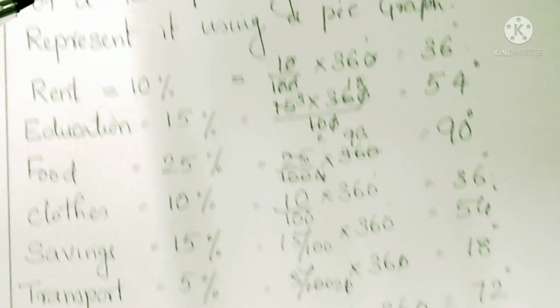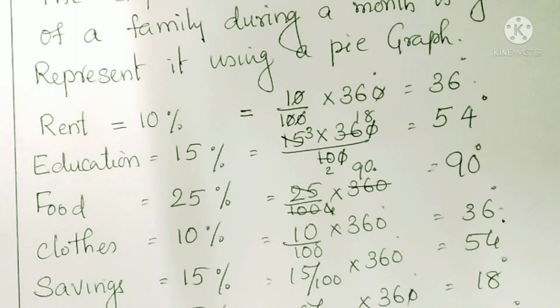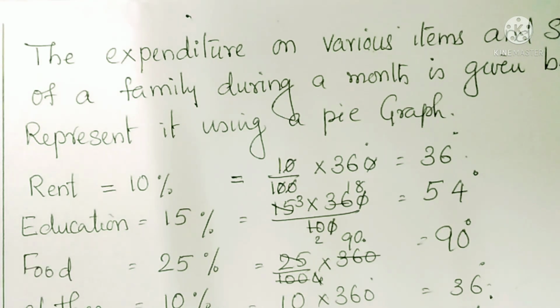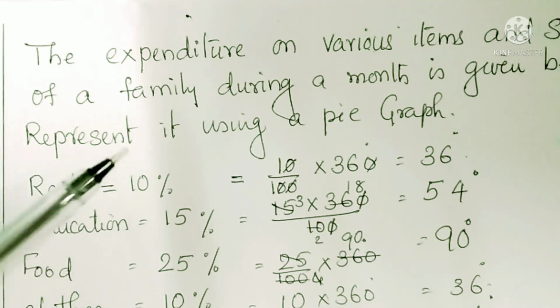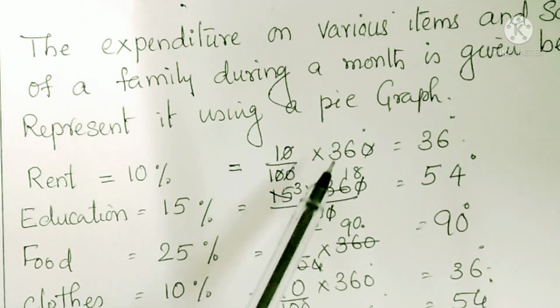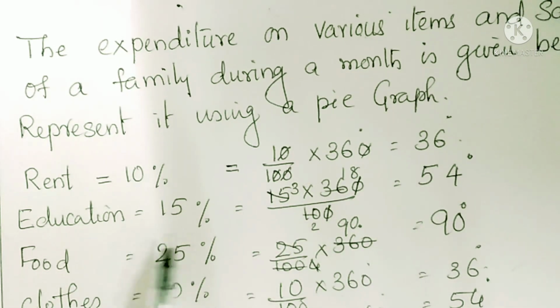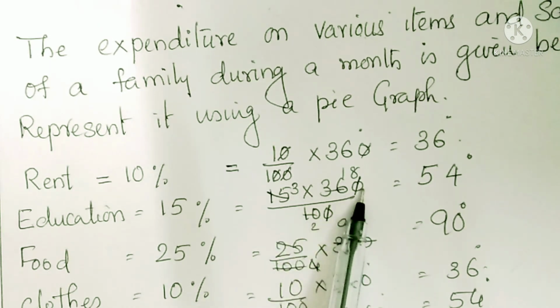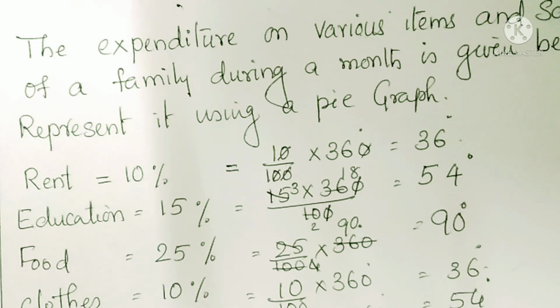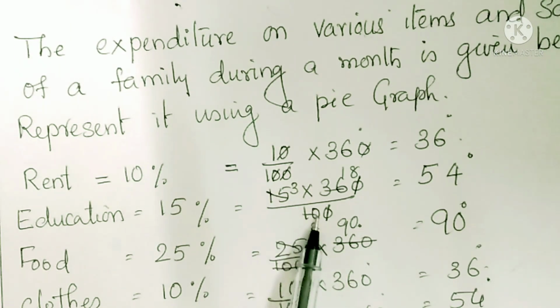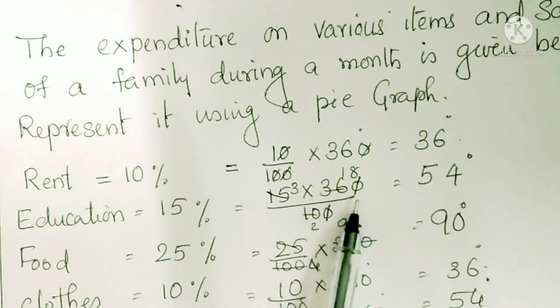So, we need to find out what should be the angle. We know that the total measure of angles of a circle is 360 degree. So, we will divide 360 degree in this ratio. 10% means 10 upon 100 of 360. When you do cancellation, we get 36. Here education, 15 upon 100 into 360. Whatever be the percent, we have to find that particular percent of 360 degree. Percent of means percent into. So, 15% means 15 upon 100, of means multiply, 360 degree.